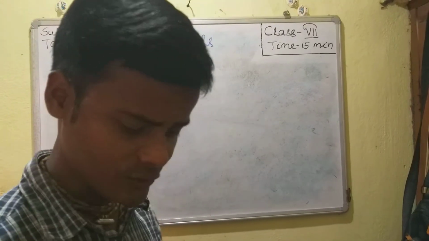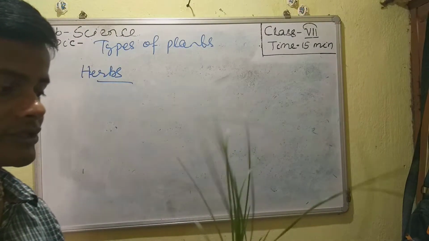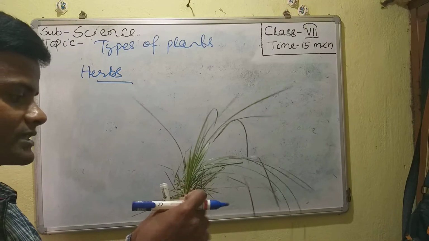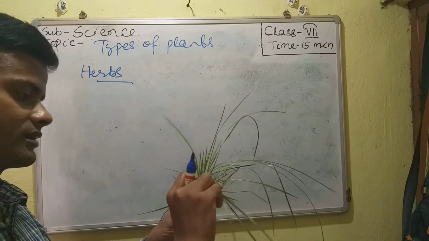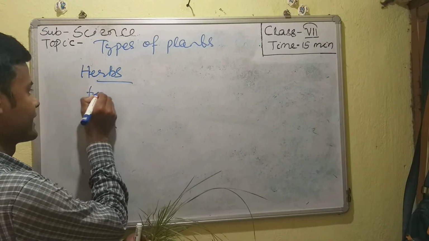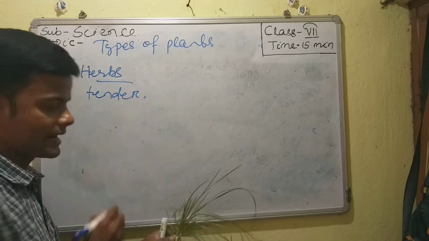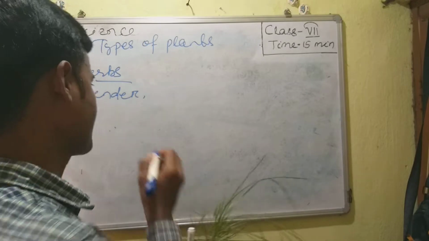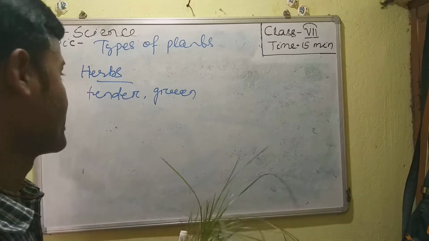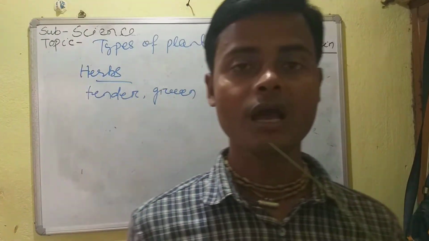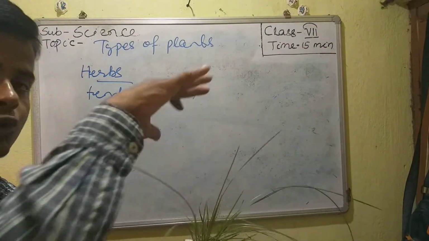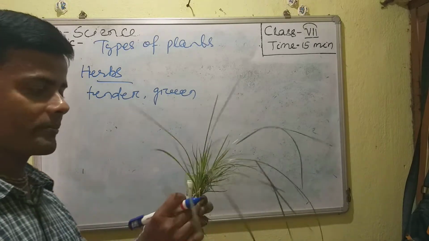Herbs. Students, let us see a real plant. You must have seen these plants, right? This is grass. If you touch the stems of these plants, the stems are so soft, which means the stems are tender. Tender means soft, and generally the stems are green in color, and these plants are very small. So if someone asks you the definition of herbs, herbs are the plants which have tender and green stems, right? These plants are not so big, very small, like small patches on the ground.